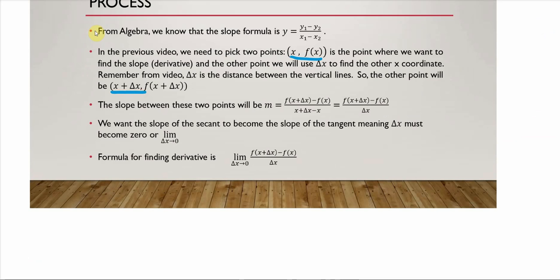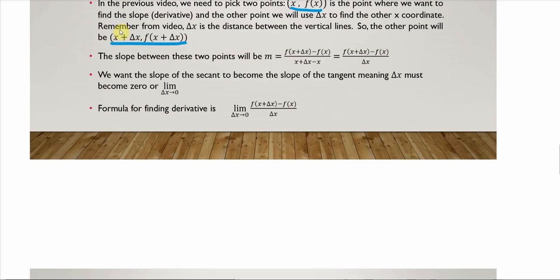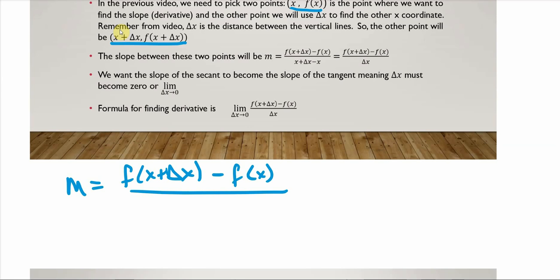Well, the second point is going to be this. So now using algebra 1, remember my slope. My slope is going to be y sub 1. So I'm going to say f of x plus delta x minus f of x all over my x coordinates, which is going to be x plus delta x minus the other x coordinate.